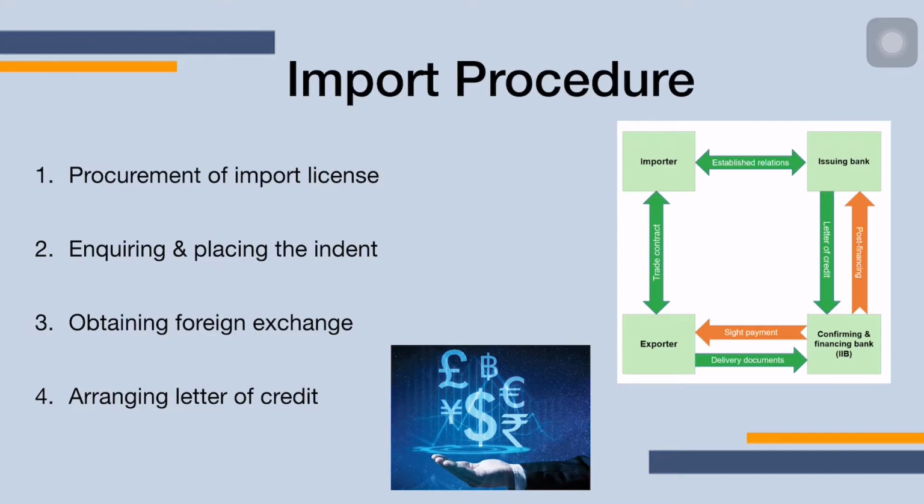And then we have inquiring and placing the indent. There we have inquiry and offer. Here we have inquiry and placing the indent. So what happens here? We inquire with various foreign countries about the goods that we need to import, right? And once we are satisfied with the quality, product, and details given by the exporter, we place an indent. In short, we place an order for importing certain goods.